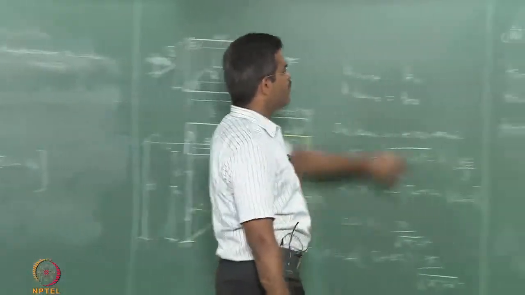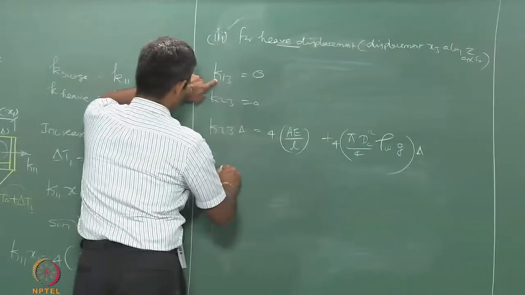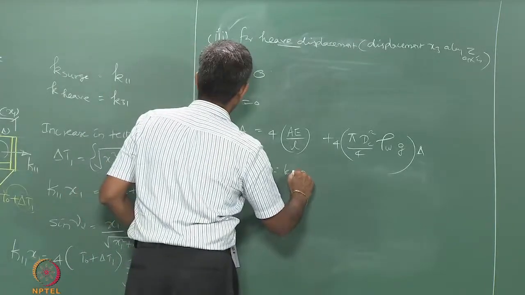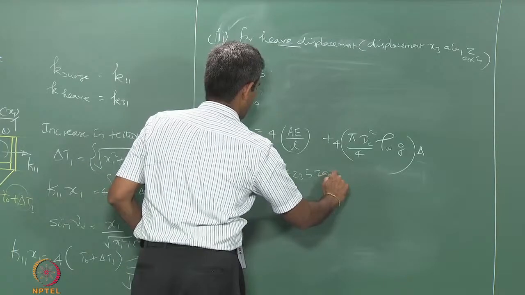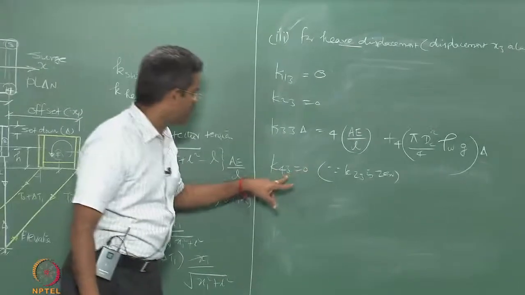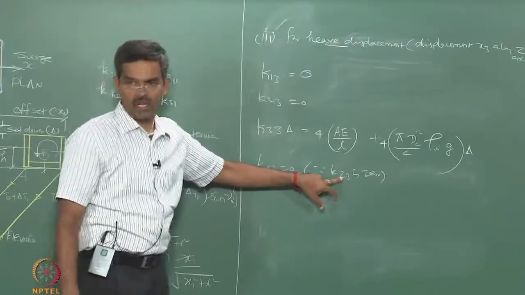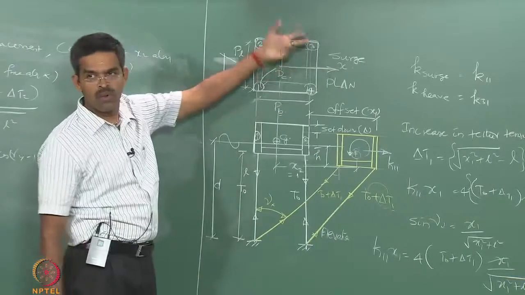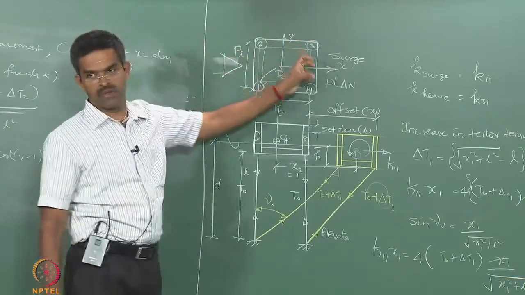And obviously, since K13 is 0, K43 is 0, since K23 is 0, because roll and sway are associated. This is sway, this is roll. If sway is 0, roll is 0.